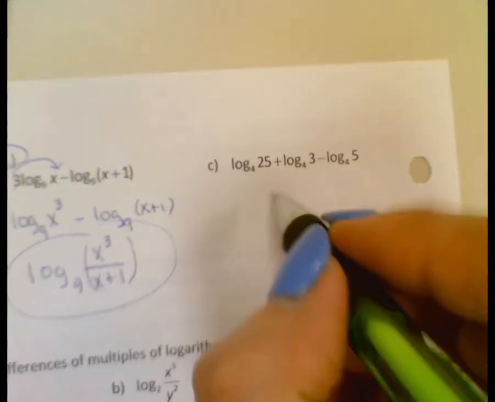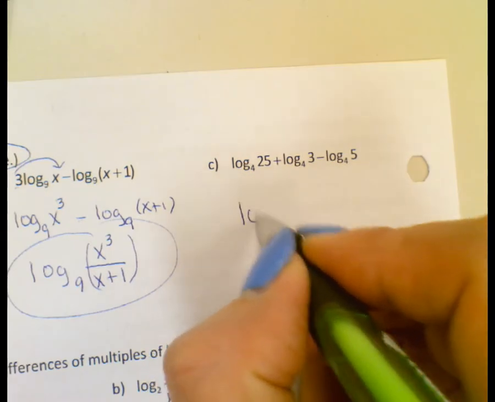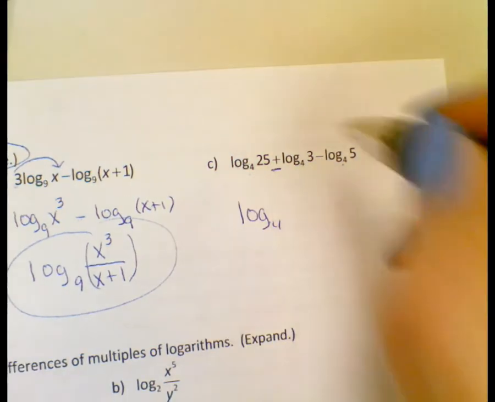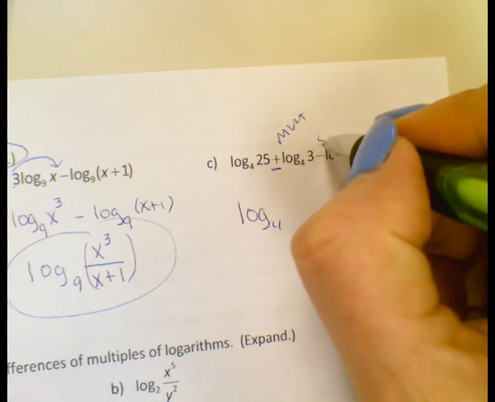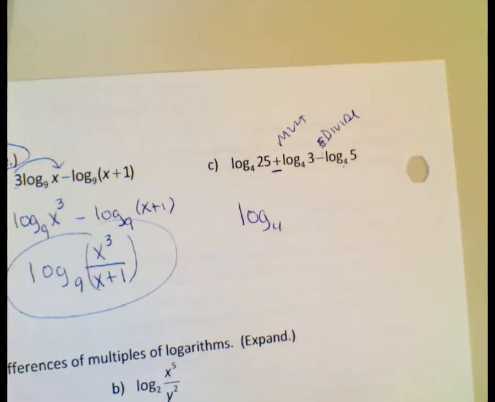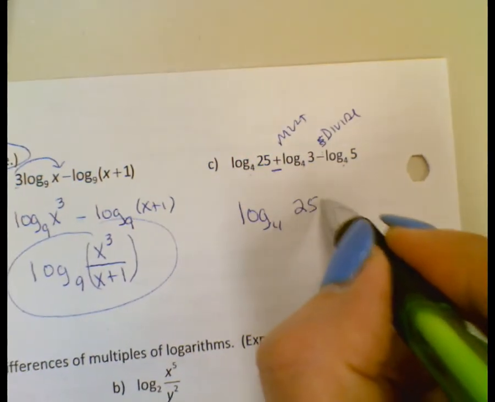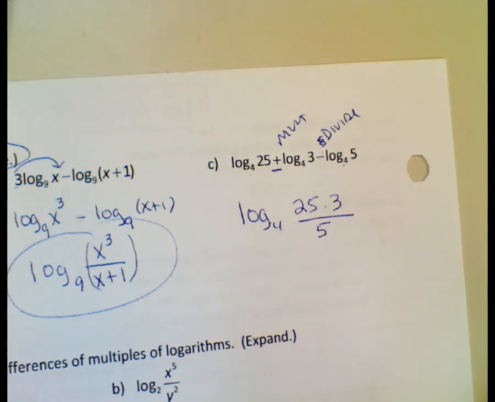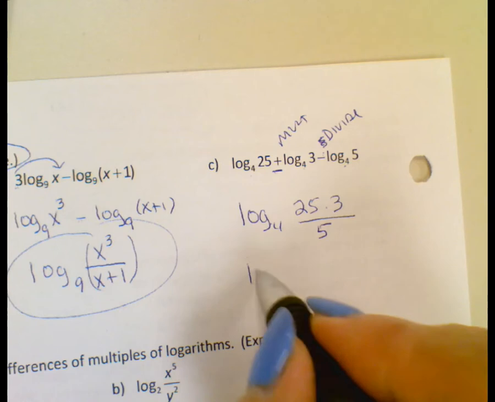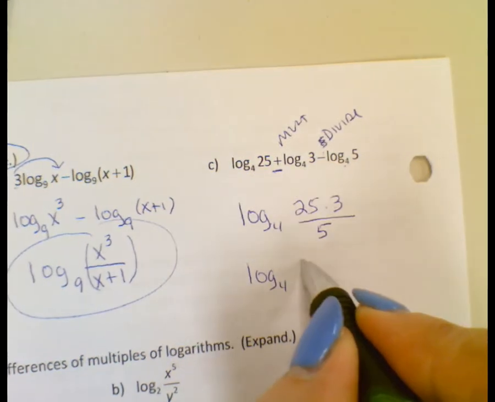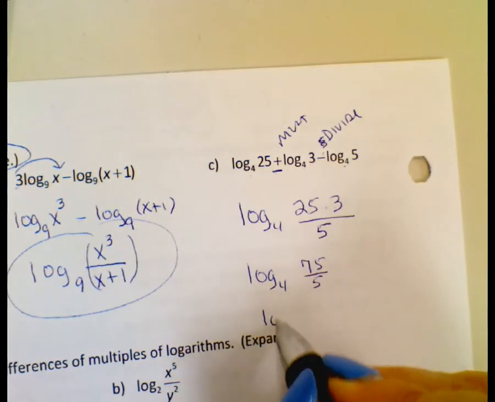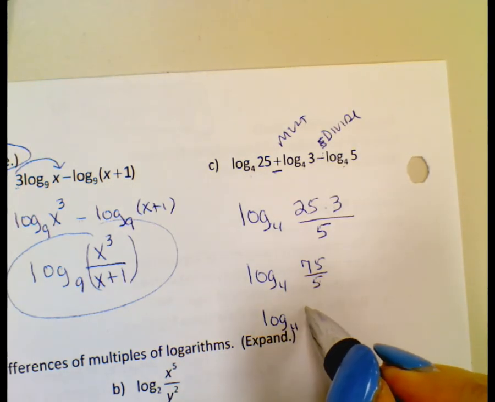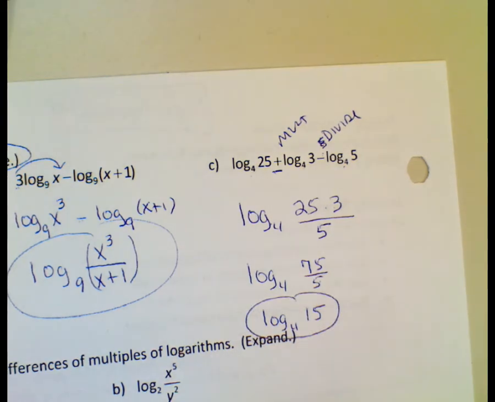So this one, we're going to condense. You have log base 4. They're all base 4, so we're going to write it once. When you see a plus sign, you're going to do multiplication. When you see a subtraction, you're going to divide. Keep that in mind. So we're going to go 25 times 3 divided by 5. Now, simplify what you can. 25 times 3 is 75, divided by 5. 75 divided by 5 is, drum roll, 15. And that's your answer.